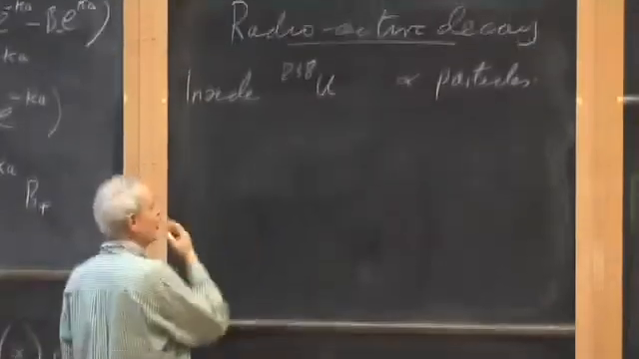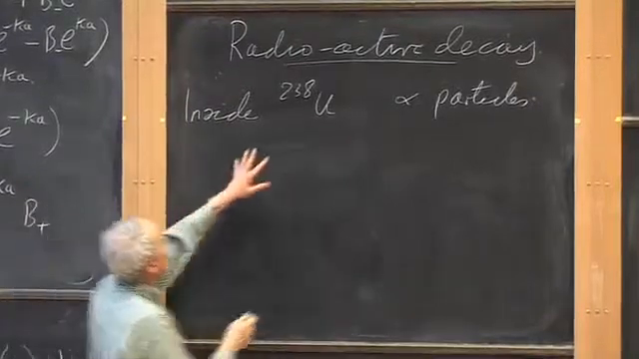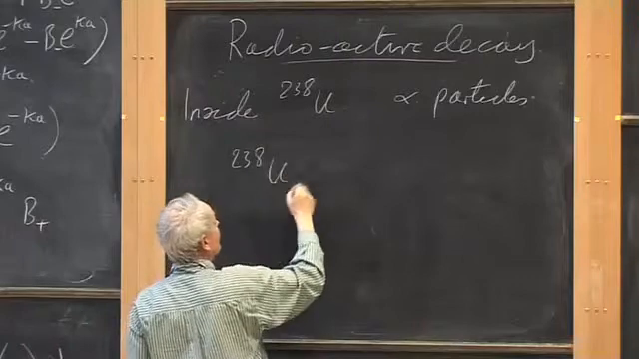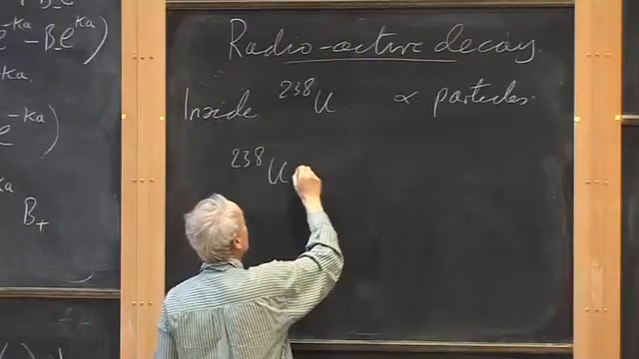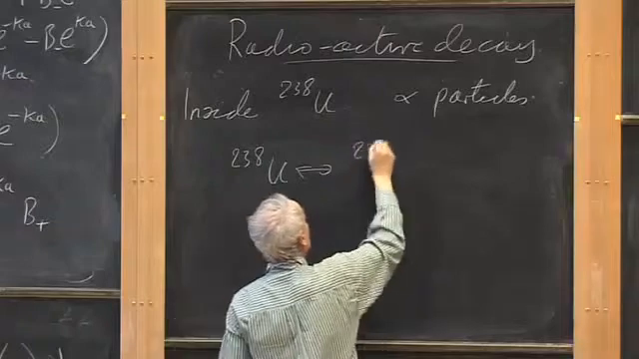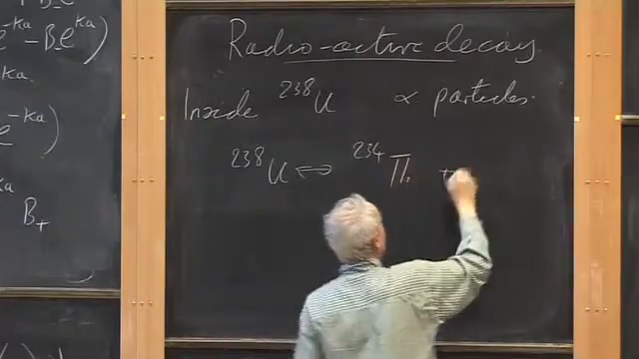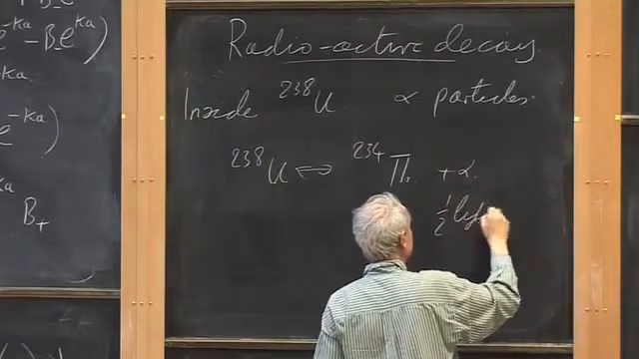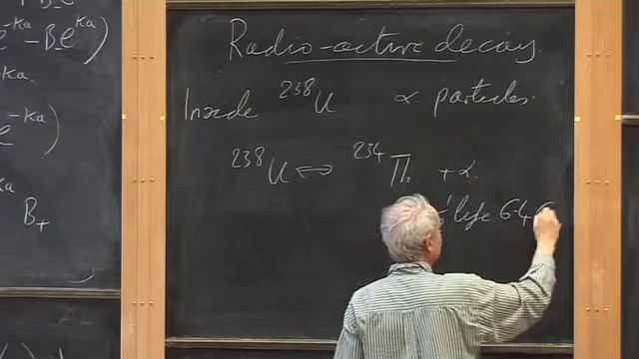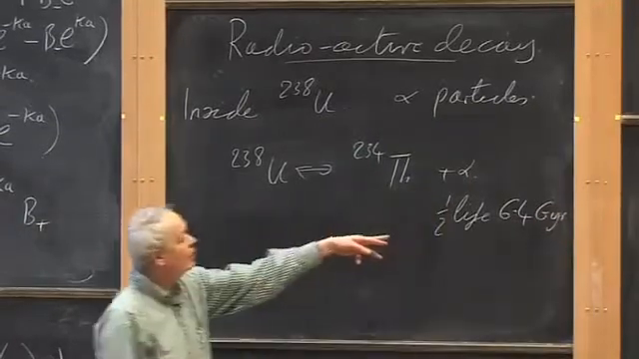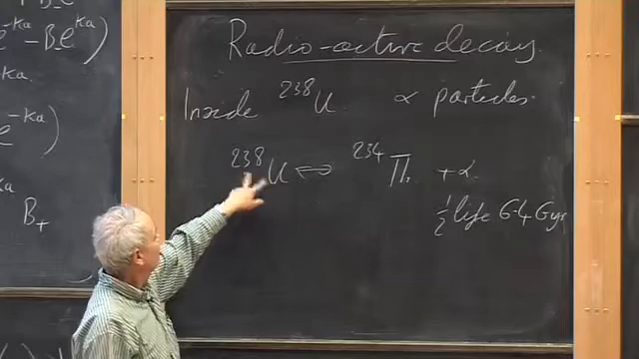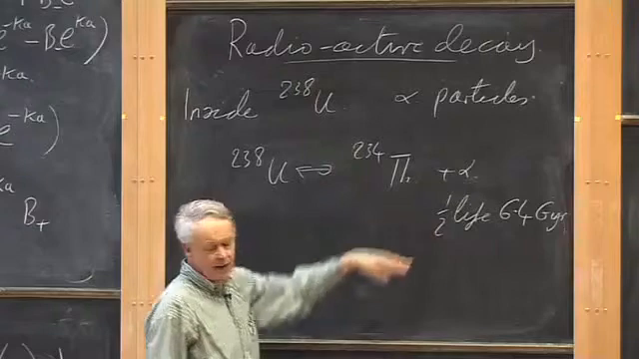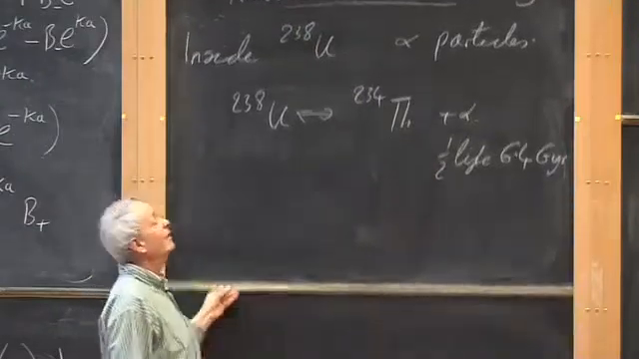So we consider uranium-238, which decays to thorium-234 and an alpha particle with a half-life of, I think, 6.4 gigayears. So it takes the age of the universe, typically, for a uranium-238 made in some supernova to eject an alpha particle. So what's happening here from this perspective?